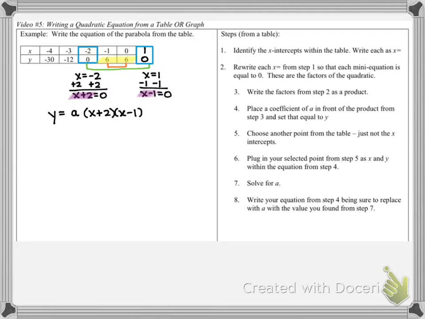In the table, you want to choose two other values. You just cannot choose the two that were already used, the -2, 0 and the 1, 0. So I am going to use the 0, 6. If I use the point 0, 6, then wherever my y is, I'm going to plug in a 6, and wherever my x's are, I'm going to plug in a 0. Bring everything else down.